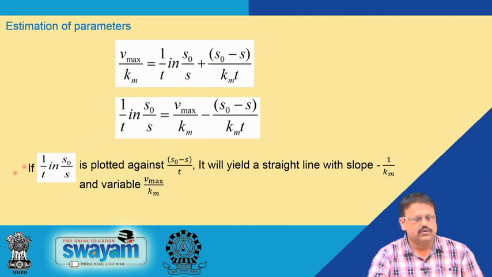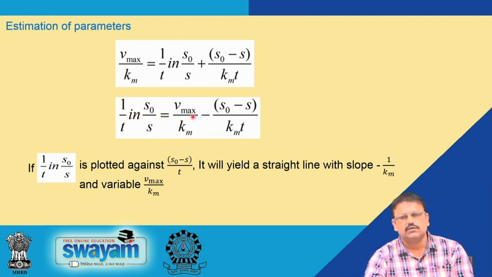Now if we plot 1 by T, where T is the reaction time, S 0 is the initial concentration of the substrate, and S is the substrate concentration at time T, on the x axis, against S 0 minus S by T on the y axis, it will yield a straight line with slope minus 1 by Km and intercept Vmax by Km. So, from this equation, by graphical presentation, we can estimate the kinetic parameters.